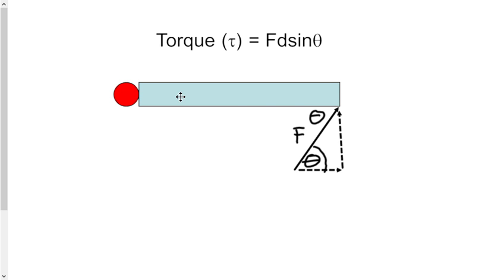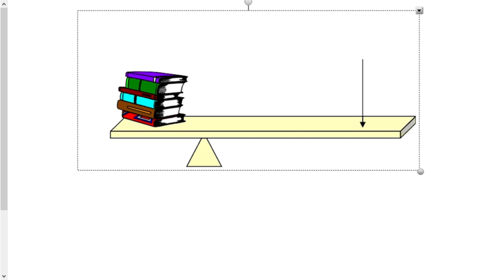And we have a distance d all the way to the point of rotation. I'll label that d. So therefore torque is force times the distance to the point of rotation multiplied by the sine of the angle theta. Now what are some applications of that?